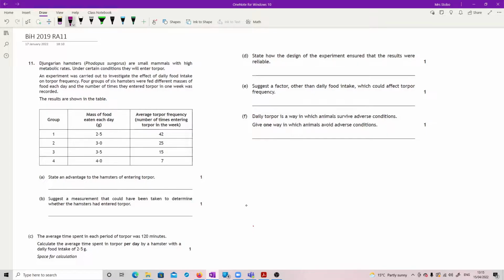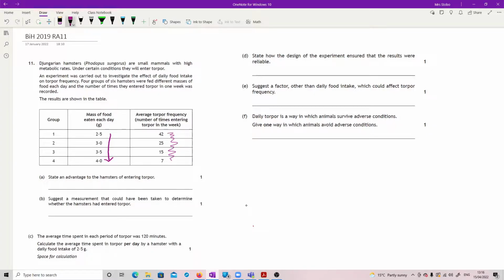So we've got 4 groups of 6 hamsters. Here's my 4 groups, 1, 2, 3, 4. I've got the mass they were given each day, and then the number of times they went into torpor. So quite clearly, here's our increasing mass of food, and we have a decreasing number of torpors.